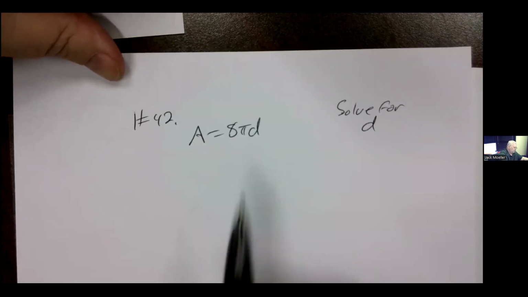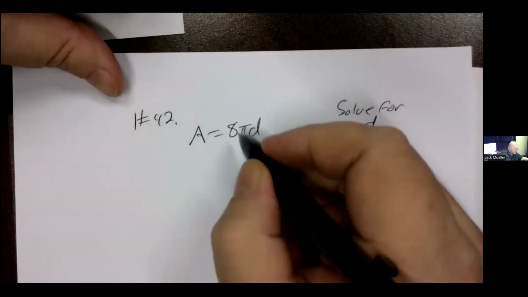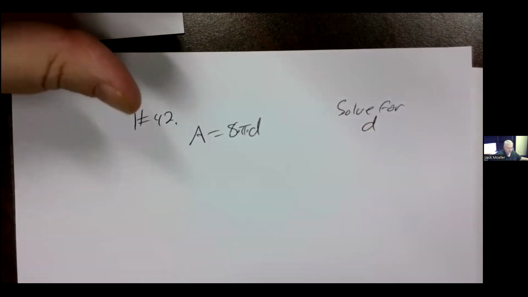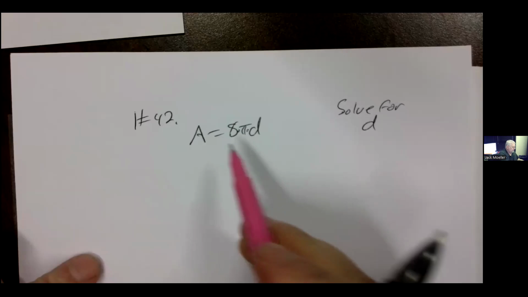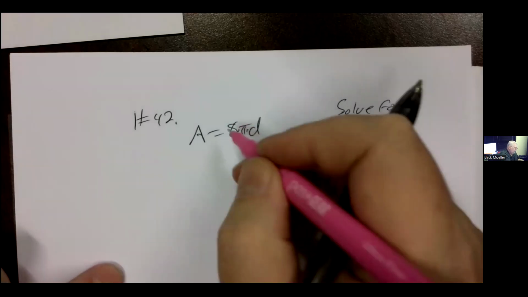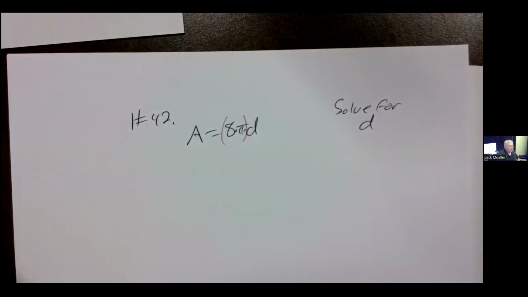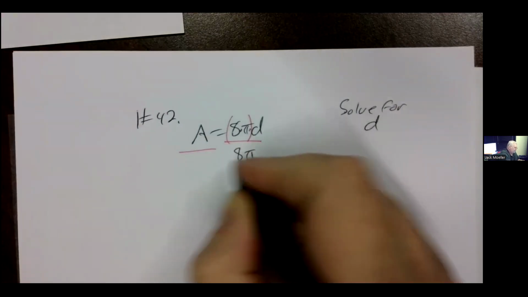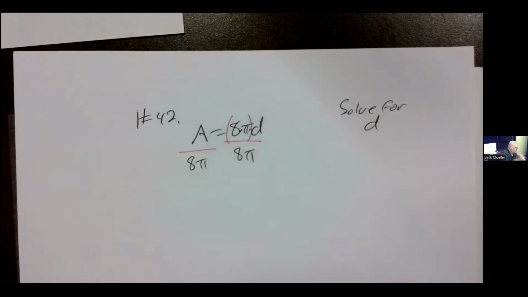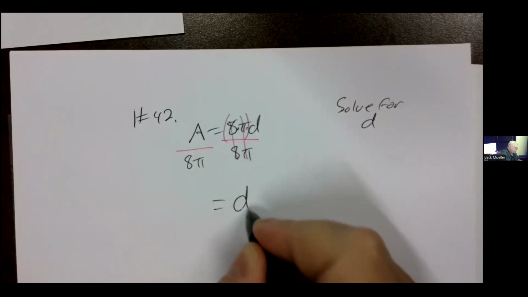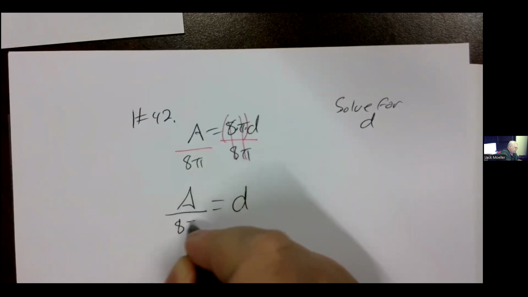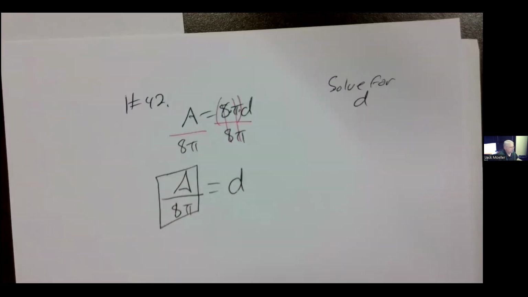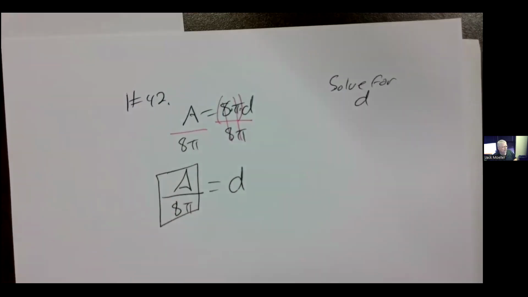All right, so what's the connection between the 8 pi and the d? Well, it's 8 times pi times d. You could do this in 2 steps and divide once by 8 and once by pi. But since they're both times d, you can do this in one step and just divide both sides by 8 pi. 8 divided by 8 is 1, pi divided by pi is 1. As soon as you get your variable isolated, stop. Don't do anything else. If you do, there's a good chance you might introduce mistakes in the simplifying process. So just isolate your variable, stop.